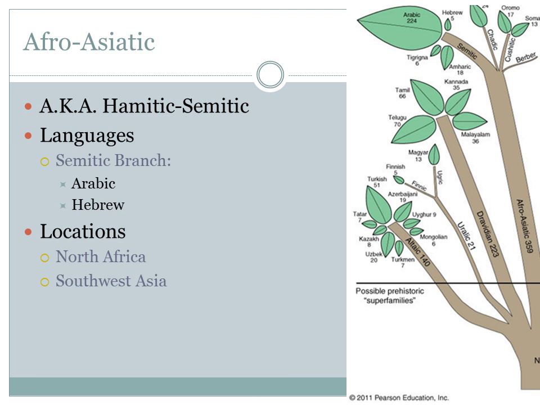A couple different branches there. The most prominent is the Semitic branch of Afro-Asiatic, and that includes certainly the most widely spoken language in the Afro-Asiatic language family, and that is Arabic. Arabic, make sure that you know that this is the language family from which Arabic comes. And again, we see it in North Africa and Southwest Asia.